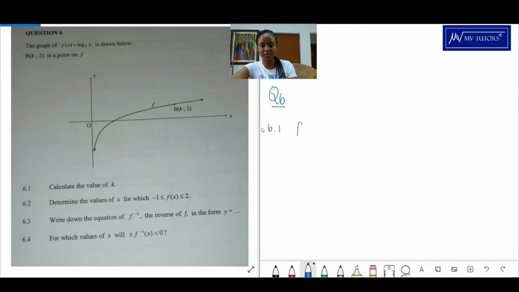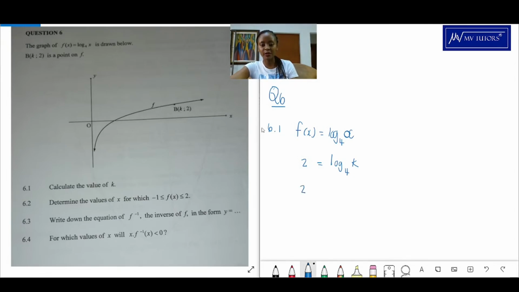Well, we have our equation, which says f(x) = log base 4 of x. We can then substitute the point B into the equation, so the y value will be 2 and the x value will be k. Right now we're just going to solve for k using our logs. There's a simpler way of doing it, but I'm going to do it in a less commonly used way.